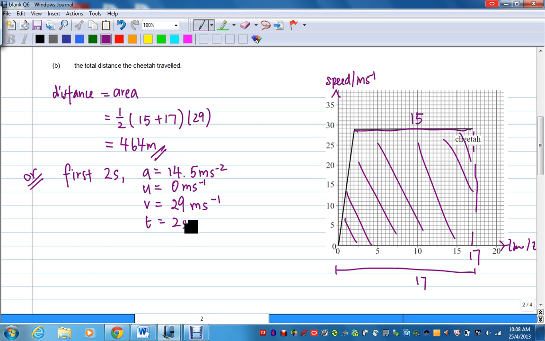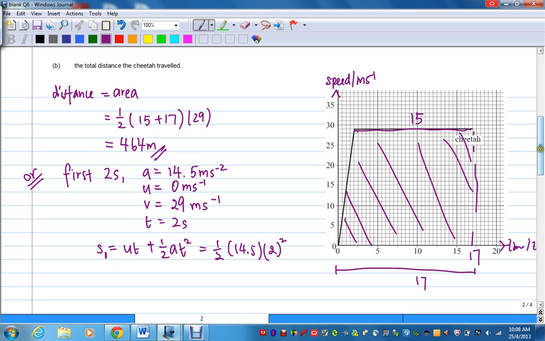So to find s, I can actually use any formula. So I'm going to use s equals ut plus half at squared. So u is 0, so that will give me half times a, which is 14.5, times t squared, 2 squared. So that will be the distance during the first 2 seconds. I'm going to call this S1.